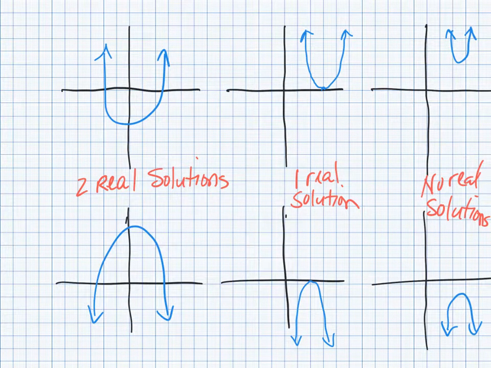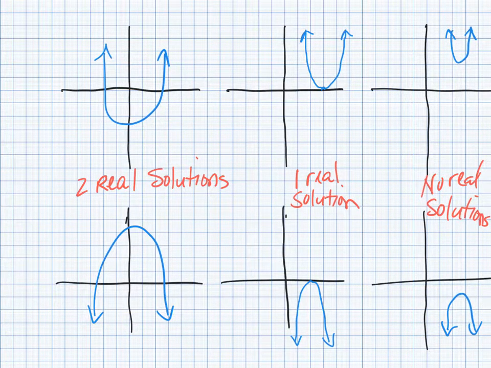So when we solve a quadratic equation by graphing, we're looking at where the graph hits the x-axis. The x-axis is the horizontal one, okay? So in the first one, the top left and the bottom left, it hits 2 times. So it has 2 real solutions. Everybody see that? Yes, ma'am.